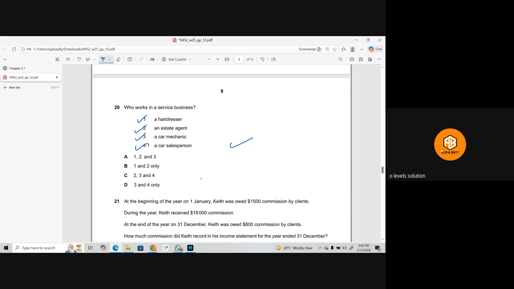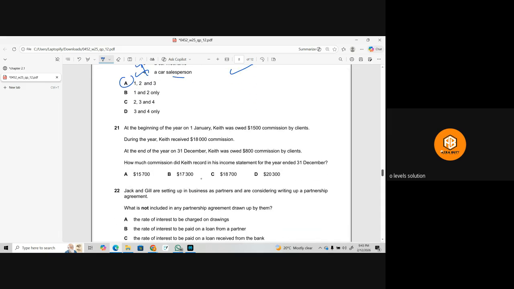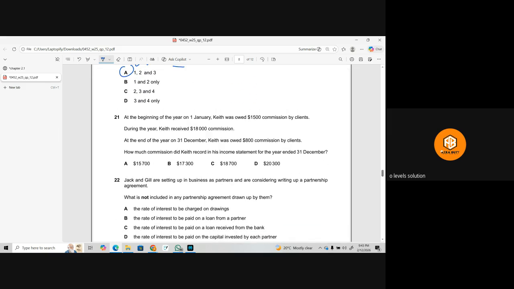So basically, the hairdresser, of course, provides a service. The estate agent also provides a service. The car mechanic also provides a service. But the car salesperson sells goods, not a service. So this one is right. Okay, now we have the next question.